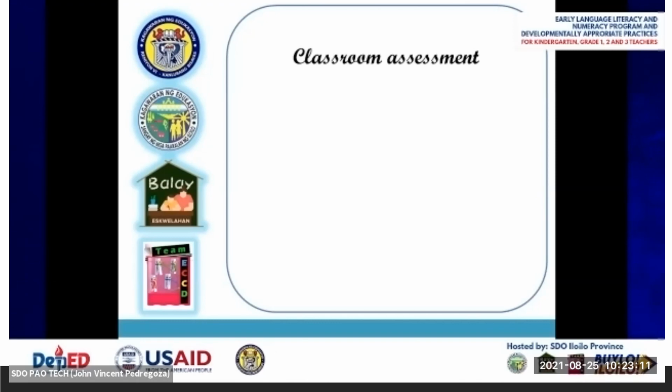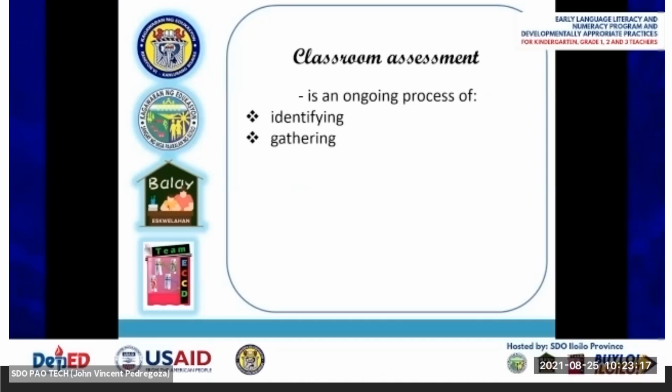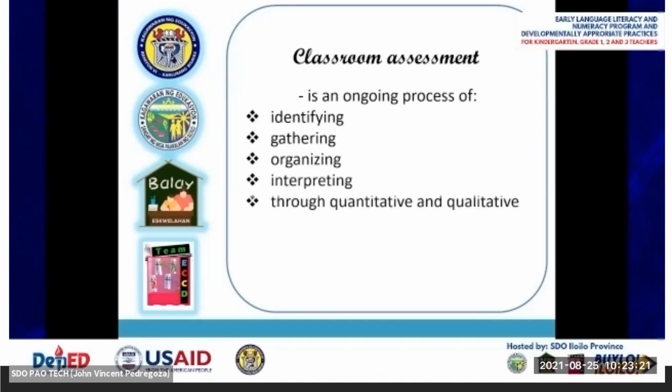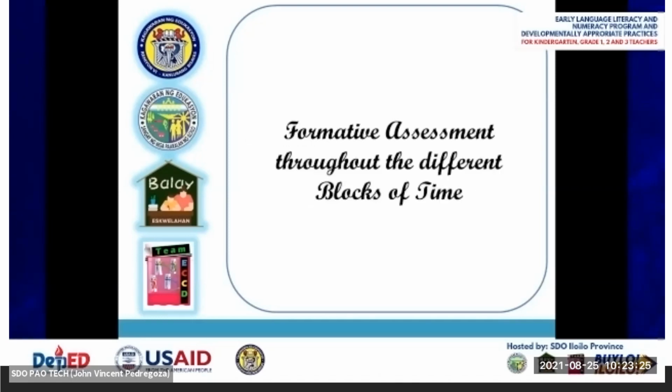Classroom assessment is an ongoing process of identifying, gathering, organizing, and interpreting quantitative and qualitative data. As the learners perform their daily routine, they manifest their level of independence and ability to manage oneself during transitions. This could be observed by the teacher throughout the different blocks of time.